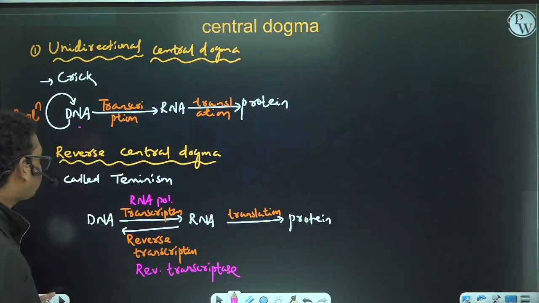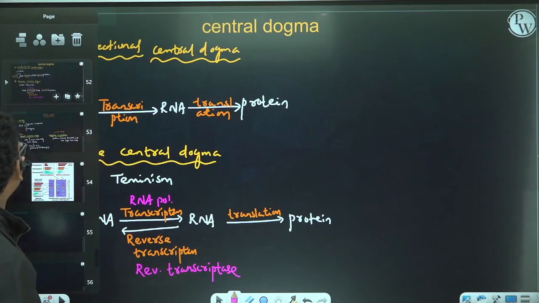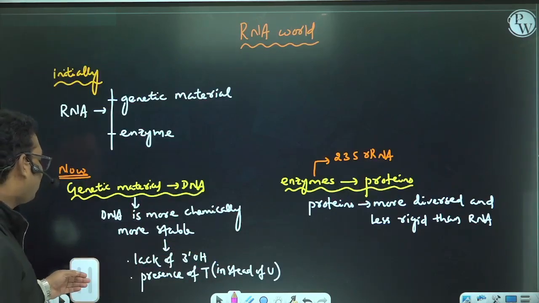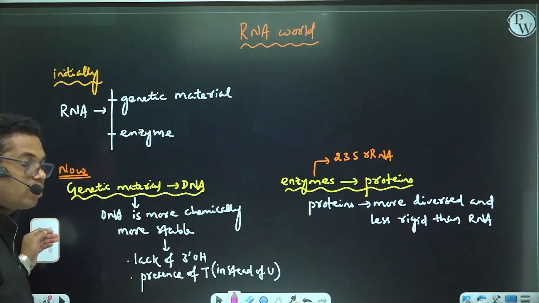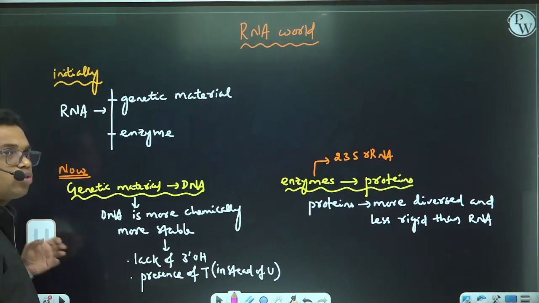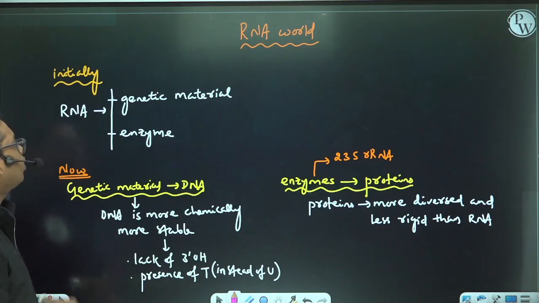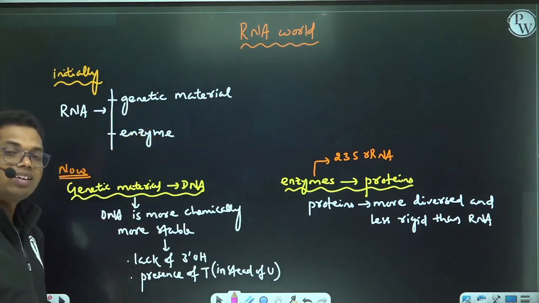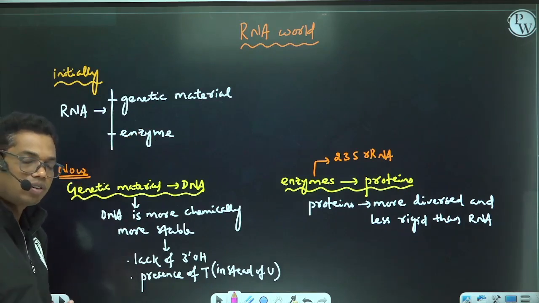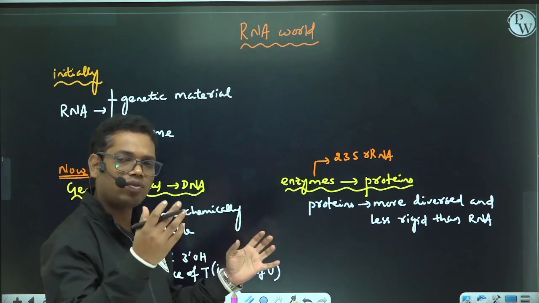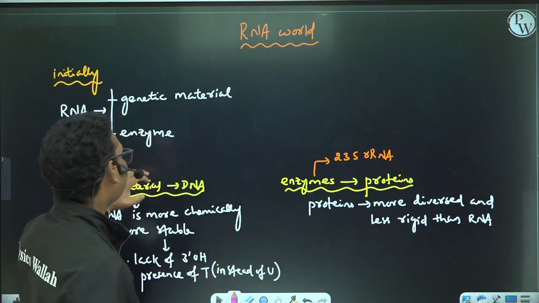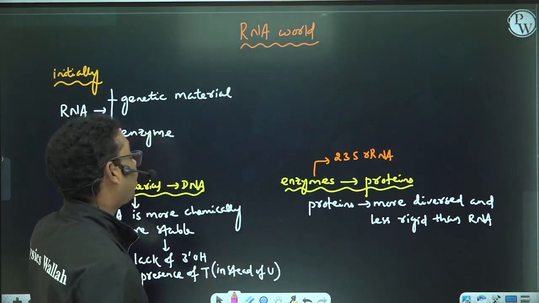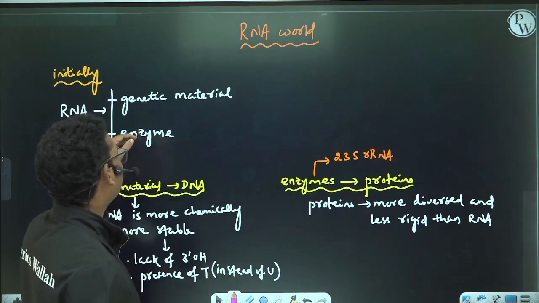Now what about the RNA world? Initially, in the organisms which had developed, RNA was acting as both genetic material as well as enzyme. Initially when RNA developed, then DNA developed. When the RNA developed, at that time the RNA was acting both as genetic material as well as enzyme.